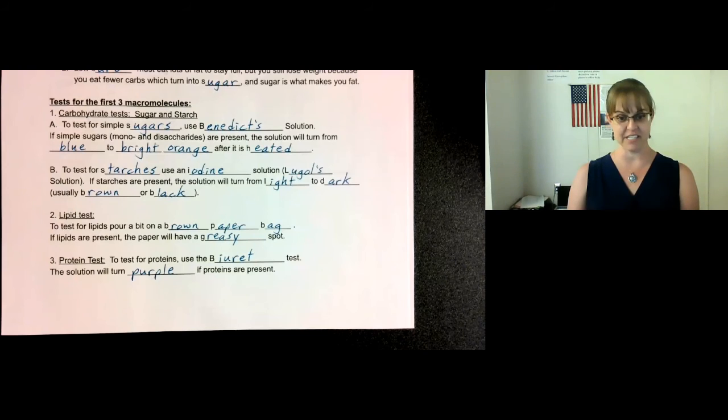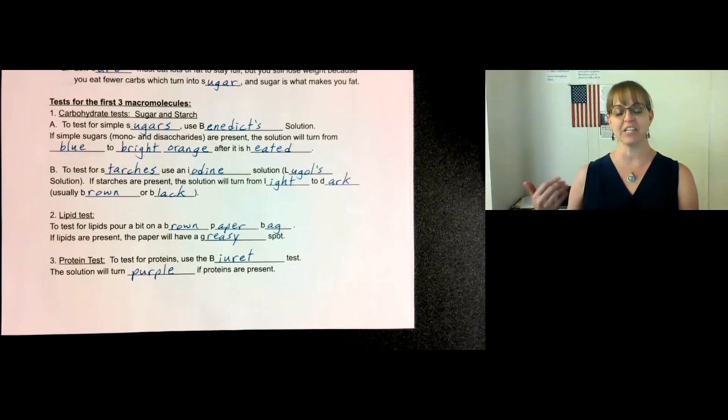Next is the protein test. To test for proteins, use the Biuret test. Biuret solution is another blue solution, so Benedict's and Biuret are both blue. But then, remember, Benedict's turns orange if there are sugars and it's got to be heated. Biuret, you just put it in there, there's no heating, and it will turn purple if there are proteins. So protein purple. See the letter P, protein purple. That will help you remember that if it turns purple, you have proteins.